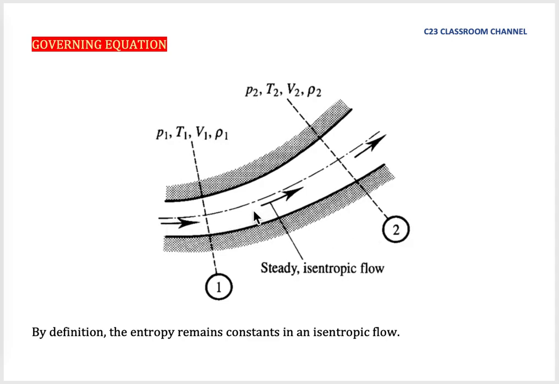We assume that the flow inside this nozzle is steady, meaning the velocity does not change with time, and that it is isentropic flow. Isentropic flow means there is no extra energy release and no extra energy coming into the flow, so there are no losses in the flow. At point number 1, the pressure is P1, temperature is T1, velocity is V1, and the density is ρ1. At point number 2, the pressure is P2, temperature is T2, velocity is V2, and the density is ρ2.